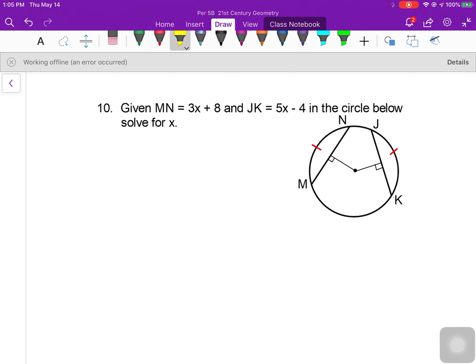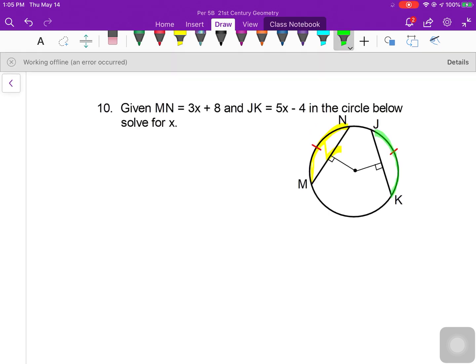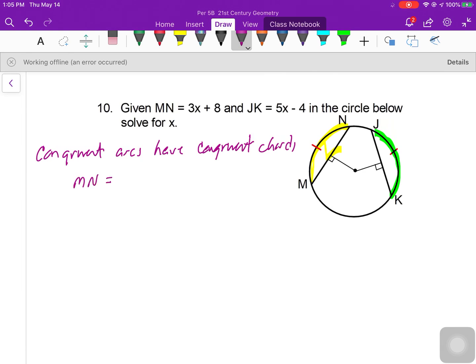Okay, let's take a look at another type of segment problem in this chapter. Now, in this one, you'll notice that we have congruent arcs. You can see that this yellow arc is marked congruent to this green arc. That's what those little tick marks mean. And what we learned in this chapter is congruent arcs have congruent chords. So that means that m to n is going to equal j to k.